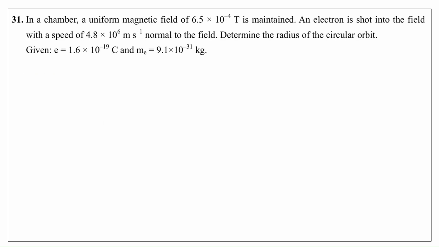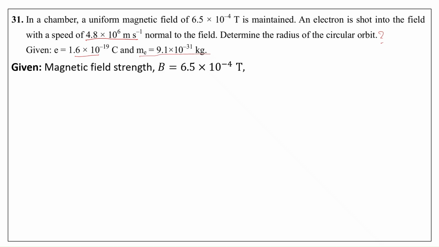Next. 31. In a chamber, a uniform magnetic field of 6.5 into 10 to the power minus 4 Tesla is maintained. An electron is shot into the field with a speed of 4.8 into 10 to the power 6 meter per second normal to the field. Determine the radius of the circular orbit. Given, e is equal to 1.6 into 10 to the power minus 19 coulomb, and m_e is equal to 9.1 into 10 to the power minus 31 kilograms.